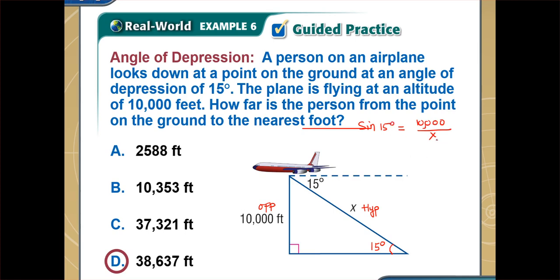The next step, we multiply x to each side. So x times sine of 15 degrees equals 10,000. And lastly, we divide each side of the equation by sine of 15 degrees. When you put it in your calculator, you don't have to put the degree notation, just put sine of 15.